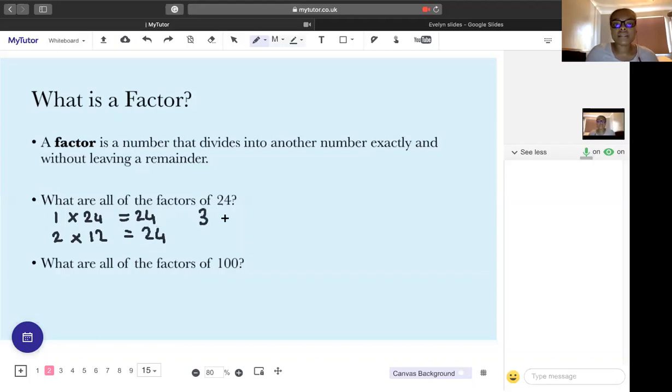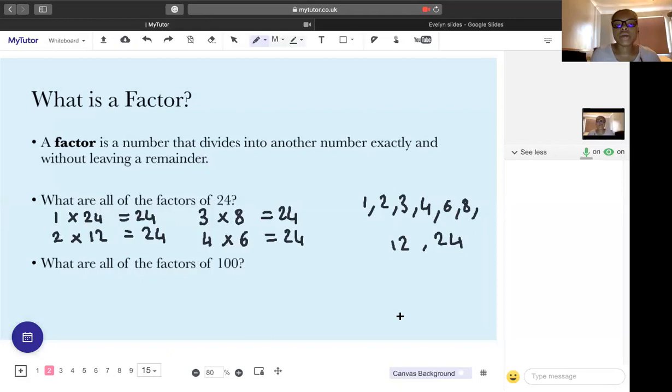So is 3 a factor? It is, because we can do 3 times 8. And is 4 a factor? It is, because we can do 4 times 6. And there are no more factors than the ones we've already written down, because 5 isn't a factor of 24, and the next one after that would be 6, and we've already written 6 down over here. So we've got all the factors here: 1, 2, 3, 4, 6, 8, 12, and 24.